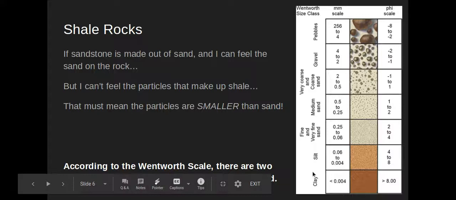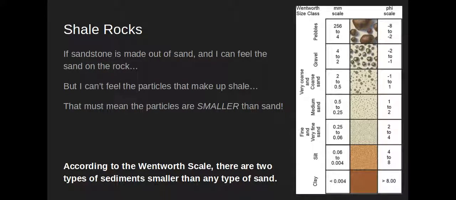So they must be one of these two sediments on our Wentworth scale. So there's only two that could possibly be any smaller than sand. I wonder if you know what they are.